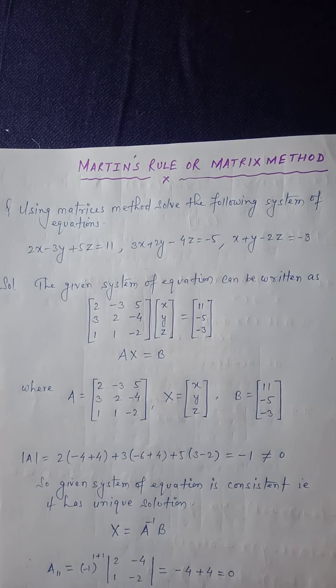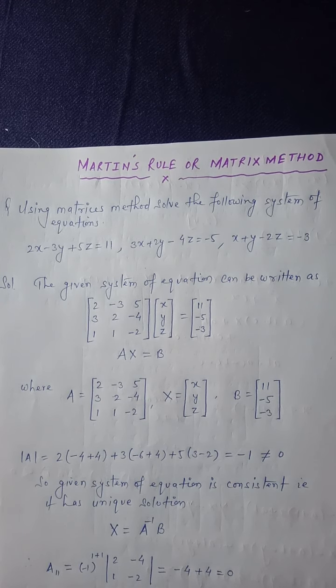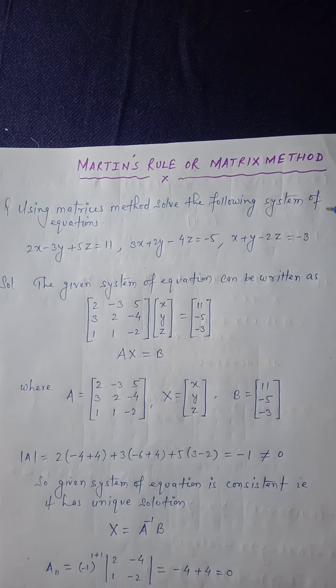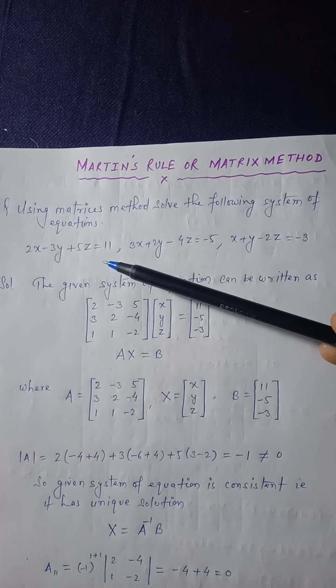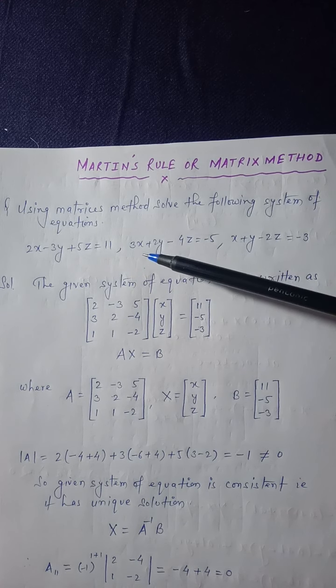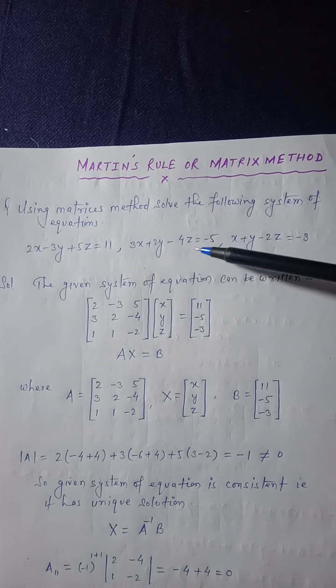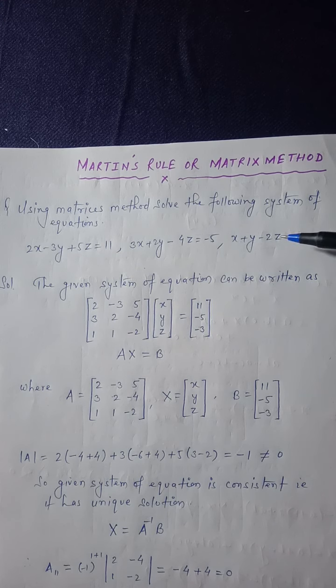So for this I am taking a problem here. Using matrix method, solve the following system of equations. First equation is 2x minus 3y plus 5z is equal to 11. Second one is 3x plus 2y minus 4z is equal to minus 5. Third one is x plus y minus 2z is equal to minus 3. There is one method, by using elimination or substitution we can find the values of x, y and z, but here we have to use the matrix method.